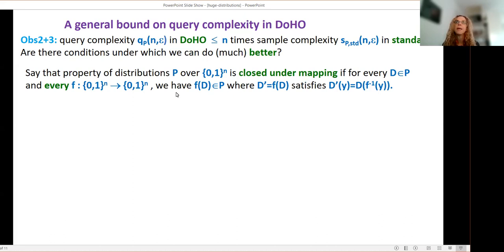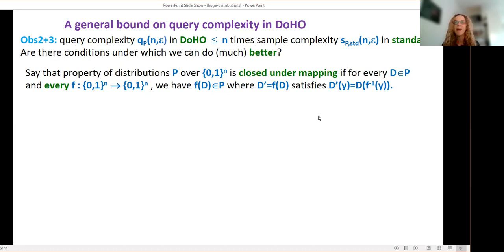What does it mean? It means that for every distribution in this class of distributions, and for every mapping, every function f over the domain, if we apply this function to the distribution, then we also remain in the property. So what do I mean by applying the function to the distribution? I mean that the resulting distribution is such that for every domain element y, the weight of the distribution on y is the sum over the weights of the elements that are mapped to it.